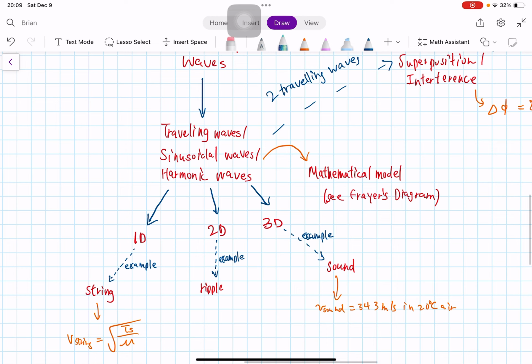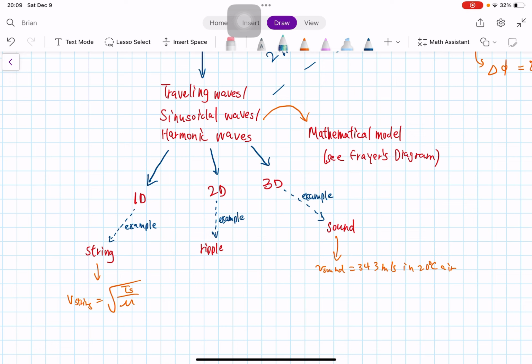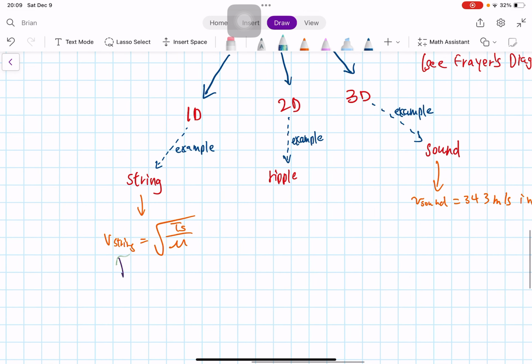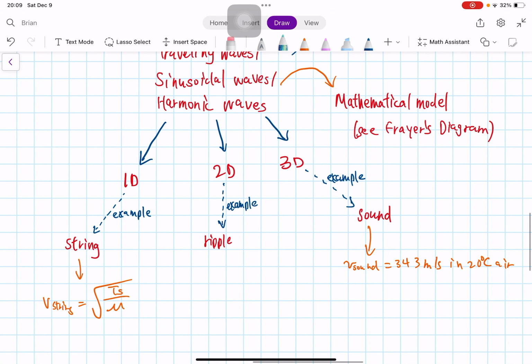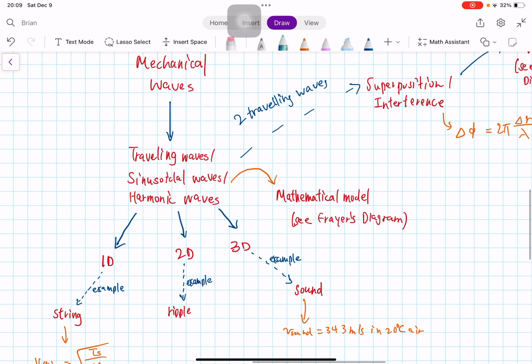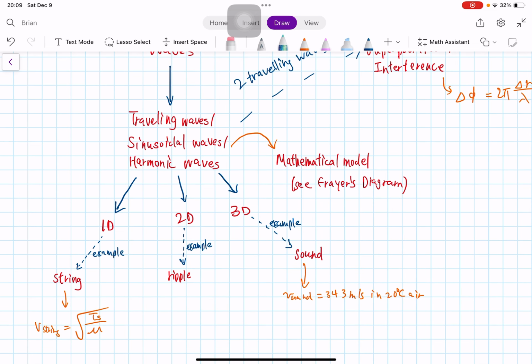Basically, it's classified into 1D, 2D, and 3D. For 1D, we can visualize this as a string. When looking at the string, we can see that the velocity of the wave relates to the tension and the linear mass density. For 2D waves, we're usually looking at ripples, but it's not really a focus here. When looking at waves, we will look at the superposition, as we talk about later. But ripple is another 2D wave. And for 3D waves, we'll focus on sound.